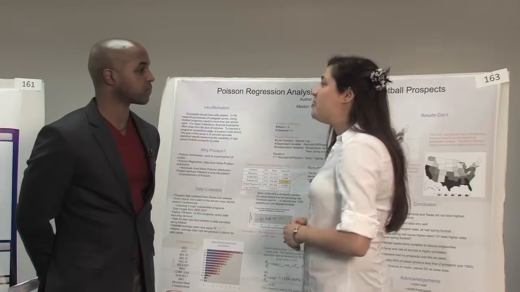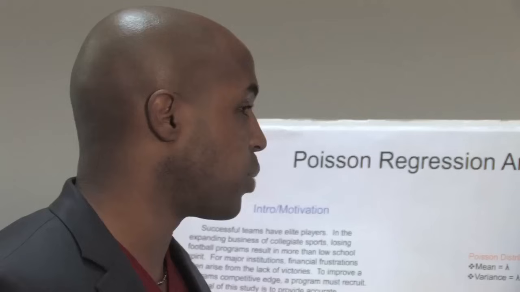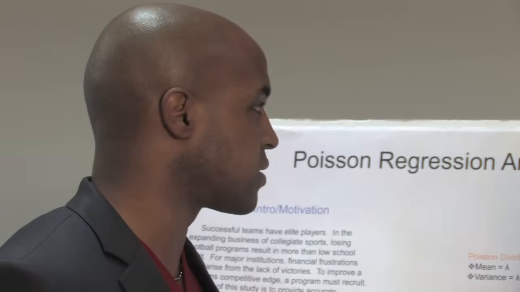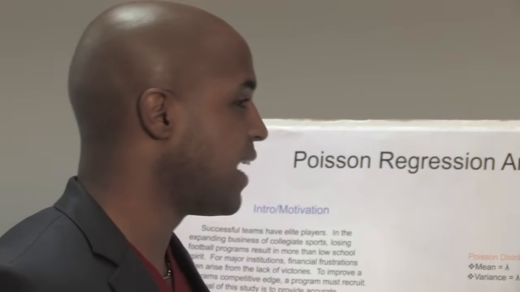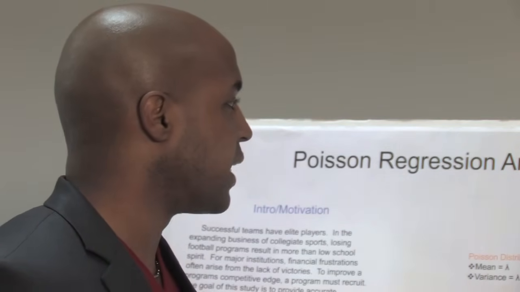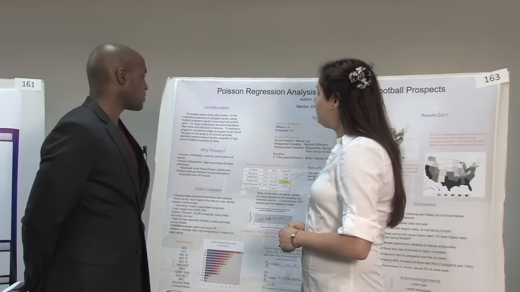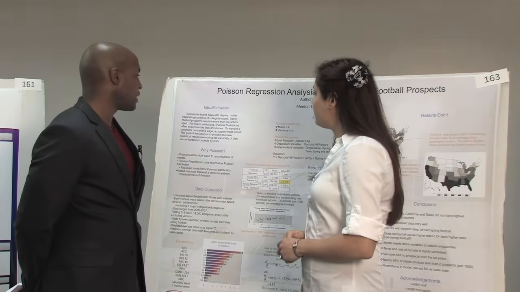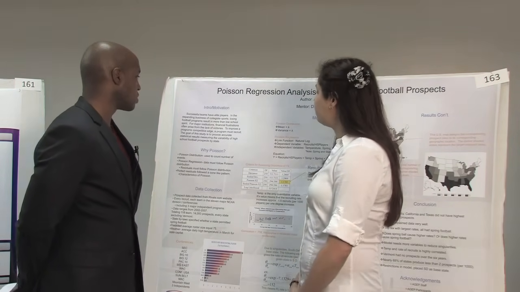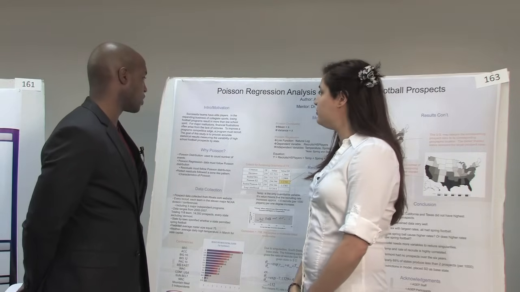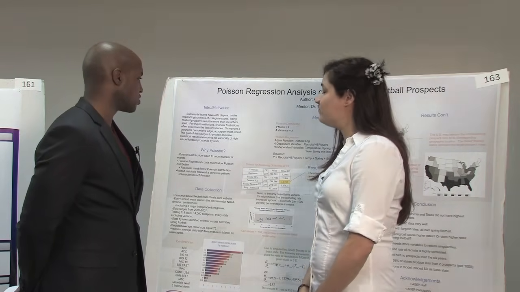Can you tell me about your poster? Well, the title of my poster is Poisson Regression Analysis of High School Football Prospects. I'm the author, Anthony Franklin, and I worked with Dr. Thomas Ryland. Introduction: successful teams have elite players. In the expanding business of collegiate sports, losing football programs result in more than low school spirit. For major institutions... Hold on, wait a minute.